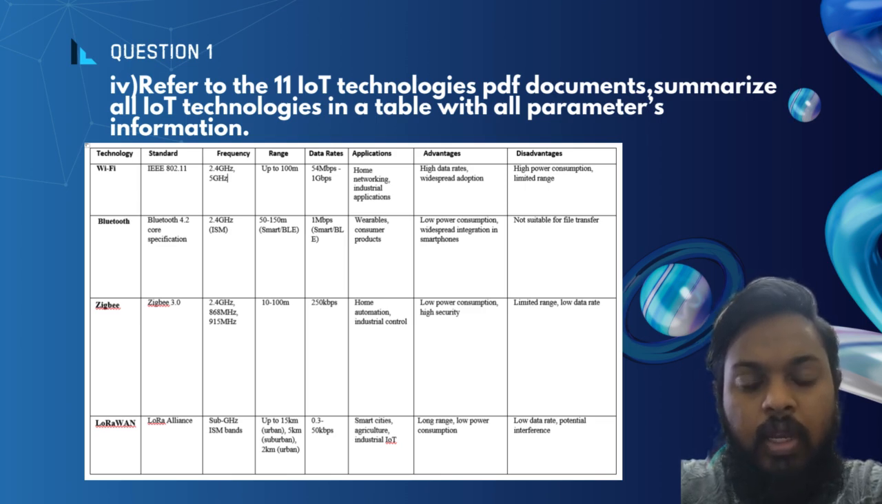Next is Bluetooth. The technical information is quite the same as Wi-Fi, but it has a lower data rate than Wi-Fi, which is 1 Mbps. Bluetooth comes in wearable products such as AirPods, smartwatches, and so on. It has low power consumption with widespread integration in smartphones, but it is not suitable for file transfer.